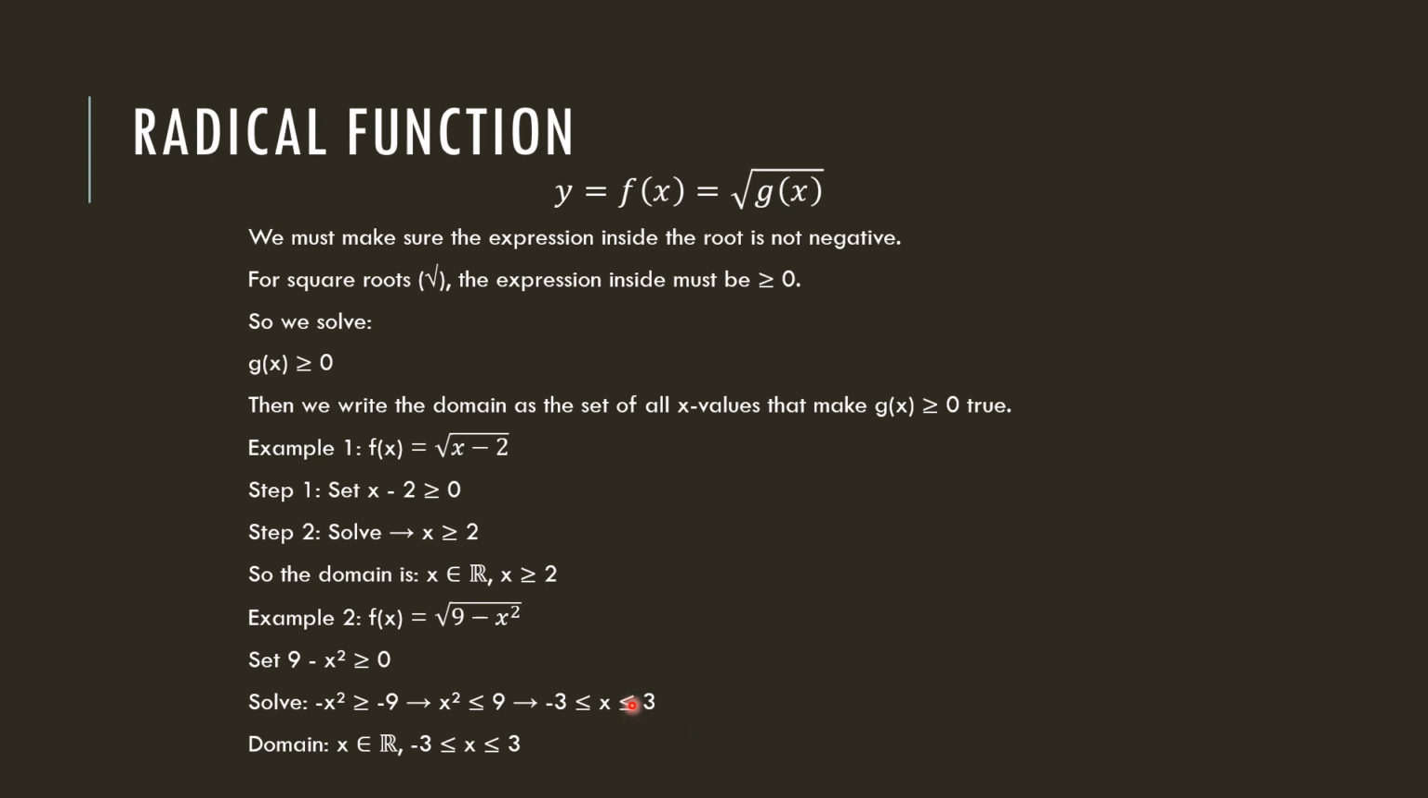Let's test a number between -3 and 3, for example 0. When you put 0 here, 0 squared will be 0, and 9 minus 0 will be 9, which is greater than or equal to 0. It means that numbers in this range will make the statement true. So the domain will be x being a member of R, and x supposed to be numbers between -3 and 3, because that is the only range that makes the statement true.